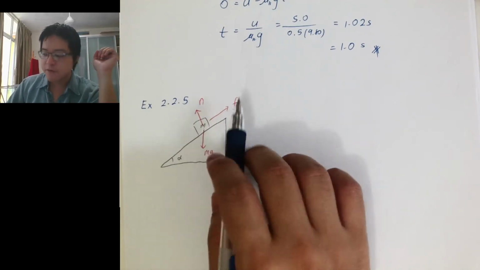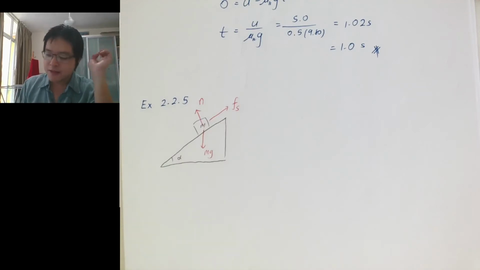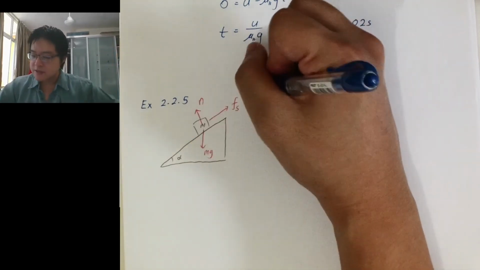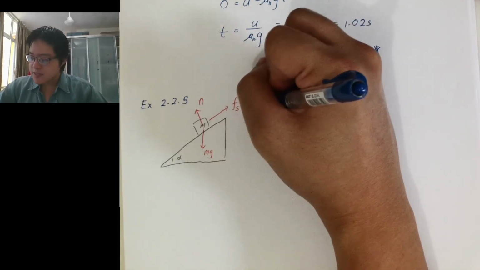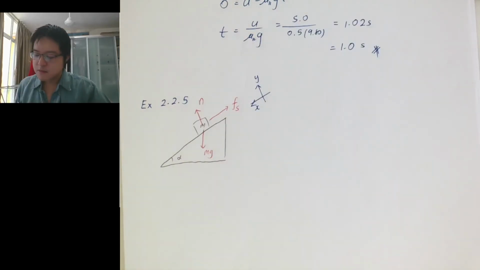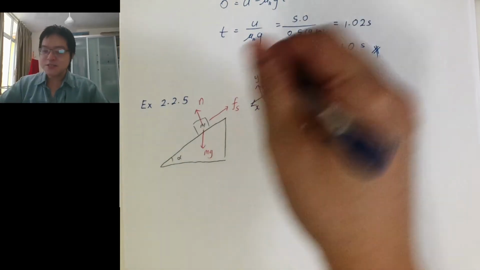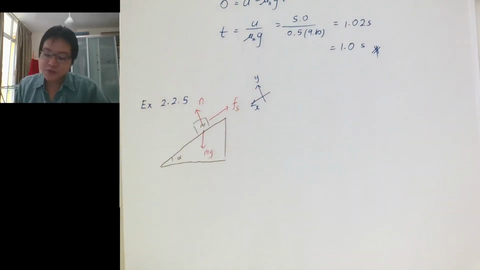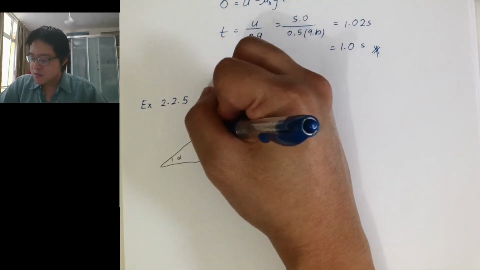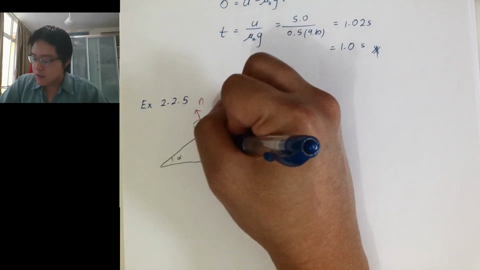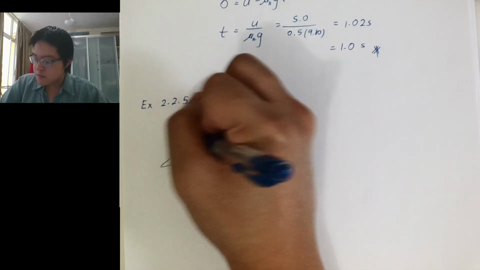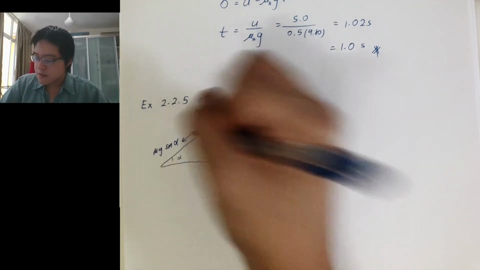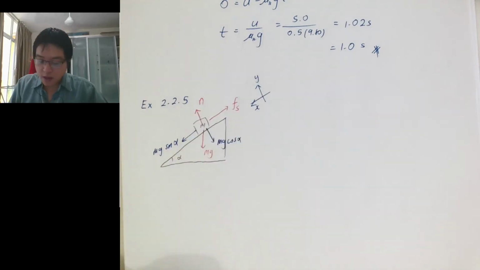Everything should be pretty straightforward, so let's try to resolve the forces. Let me choose this as my direction. I keep on choosing different directions, but it's up to you, as long as it's consistent. So on this side, I got mg cos alpha. The mg resolved to here is mg sin alpha, and the other two are already along these two directions.